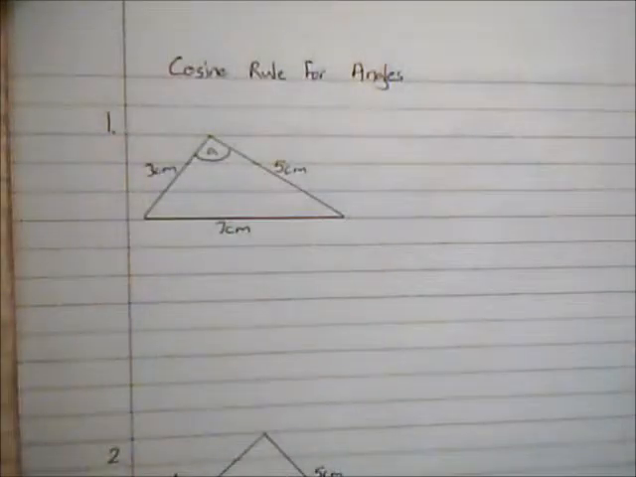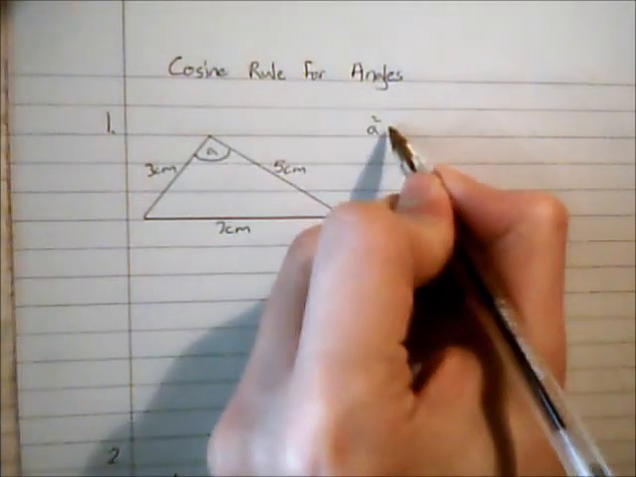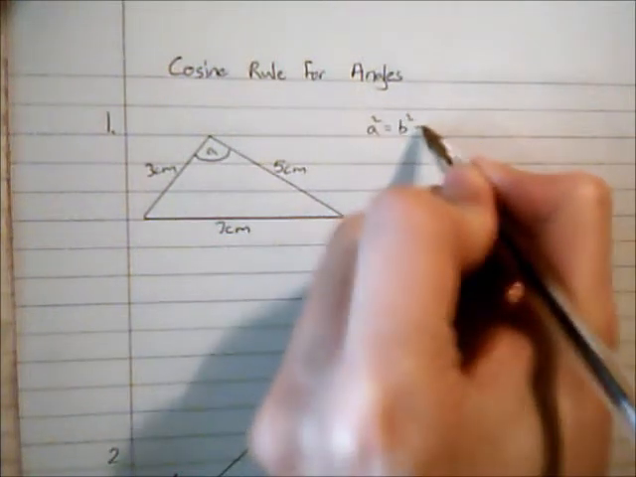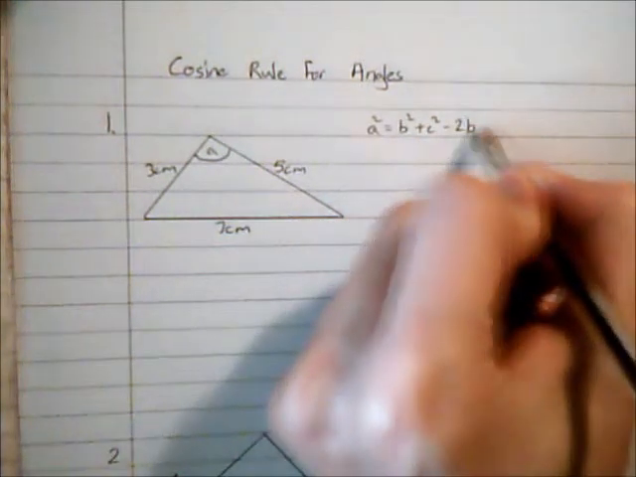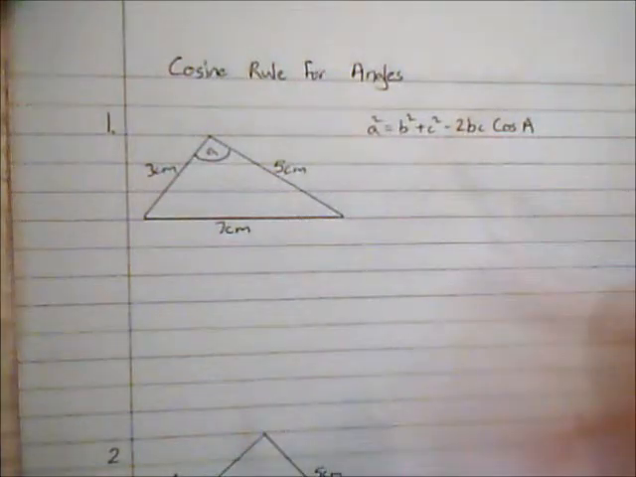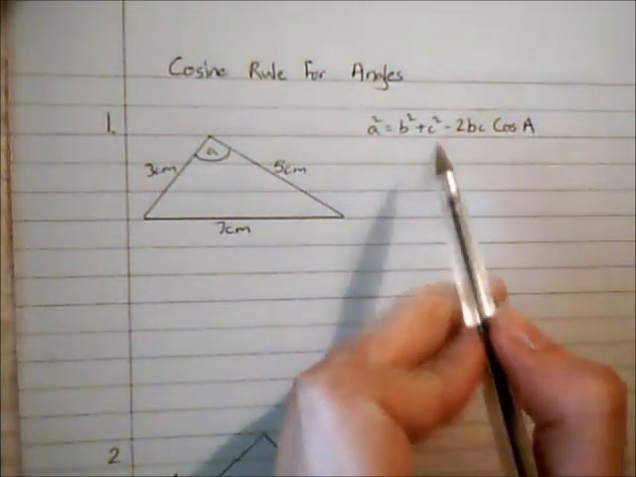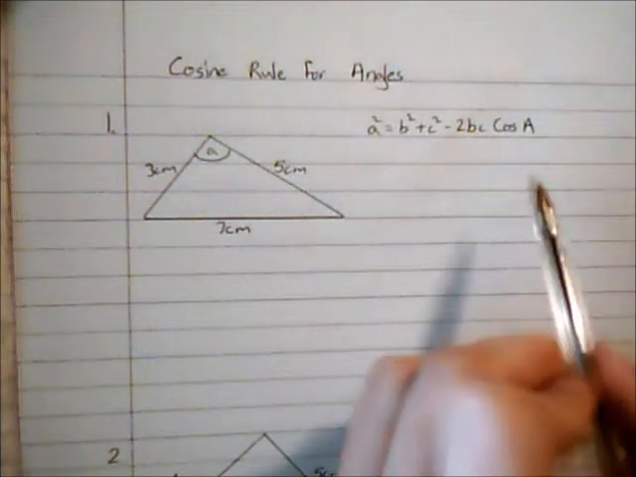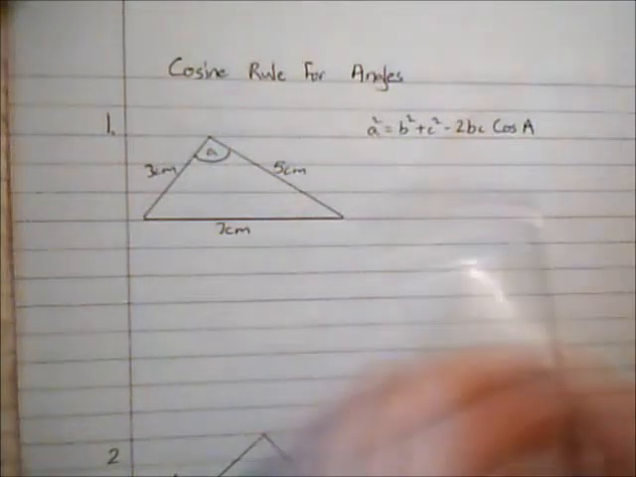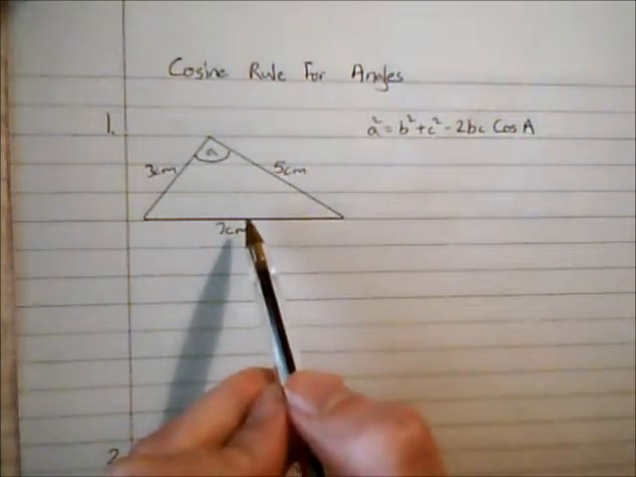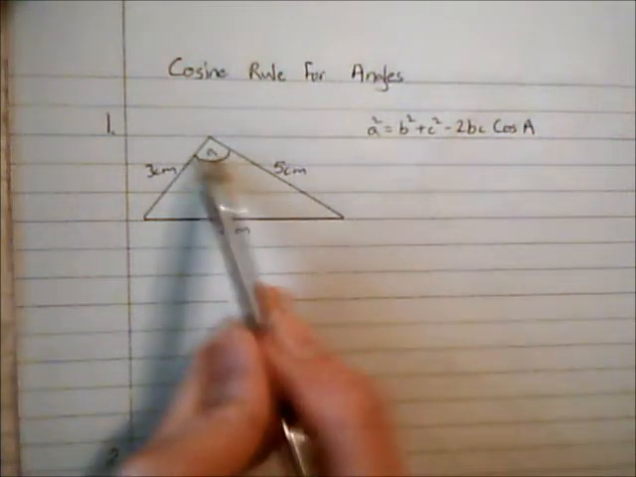In this video we're going to consider how to use the cosine rule to find the missing angle in a triangle, given that we know the lengths of all three sides. So we hopefully can remember that the cosine rule is a squared is equal to b squared plus c squared minus 2bc cosine A, where the lowercase letters are the three lengths and the capital letter is the angle that is being considered.